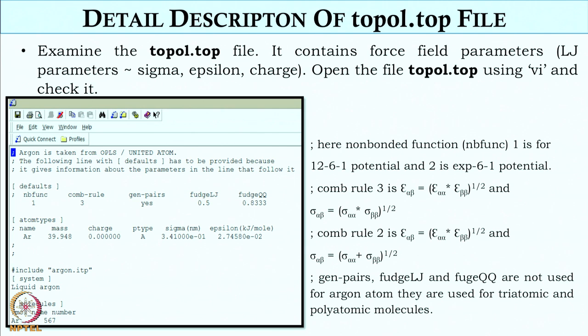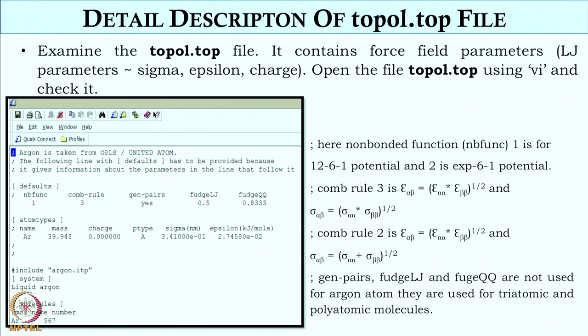Then we have atom types. In atom types, we have to define the name of the atom, like here it is argon. Then we define the mass of the argon atom. Then the charge is 0. Then there is the p type, that is the pair type. Then there are sigma and epsilon. Sigma is the distance, so it is in nanometers. Epsilon is the energy, the depth of the potential well, in kilojoules per mole. We get the values of sigma, epsilon and charge from the ffbonded and ffnonbonded .itp files in the OPLS directory.